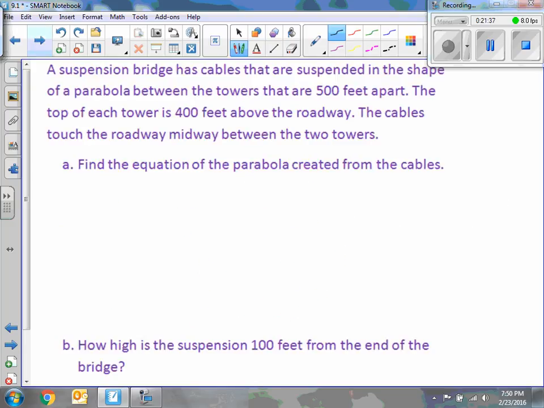Alright, final problem that we're going to do here. A suspension bridge has cables that are suspended in the shape of a parabola between the towers that are 500 feet apart. The top of each tower is 400 feet above the roadway. The cables touch the roadway midway between the two towers. So we have two towers here.